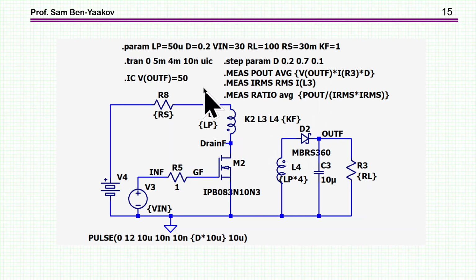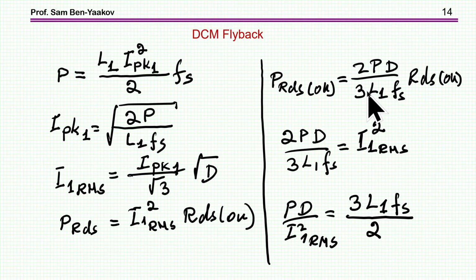And I'm now stepping the duty cycle. Okay, the duty cycle is stepped. This is the duty cycle here. It is stepped between 0.2 to 0.7. And I do some measurements. First of all, I'm measuring the output power. This is the output voltage times the current times D. This is this term here.